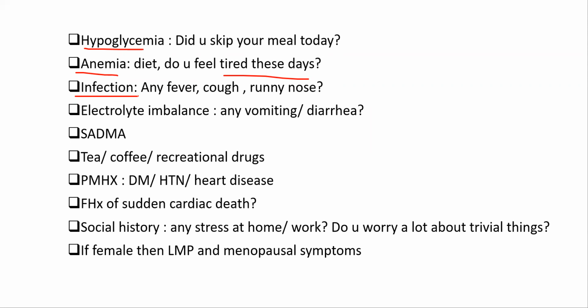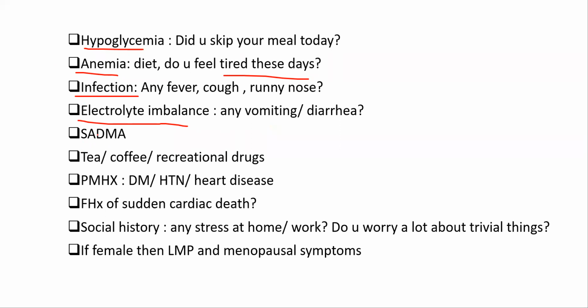For infection, any infection, especially fever, sepsis, can cause tachycardia. So ask about any fever, any flu-like illness like runny nose, cough, sneezing, watery eyes. Just ask some of the upper respiratory tract questions. After that, electrolyte abnormality also can cause it. So any recent vomiting or diarrhea, especially someone who has got vomiting diarrhea, they lose body fluid, and that can also result in palpitation or tachycardia.